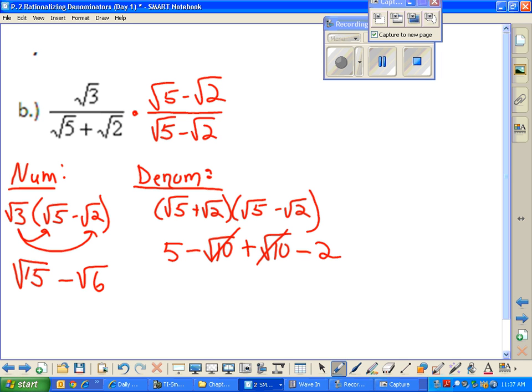And that's by design. That's because we used a conjugate. So that's awesome because now our denominator is radical free. 5 minus 2 is 3. So our numerator is the square root of 15 minus the square root of 6. And then this is all over 3.